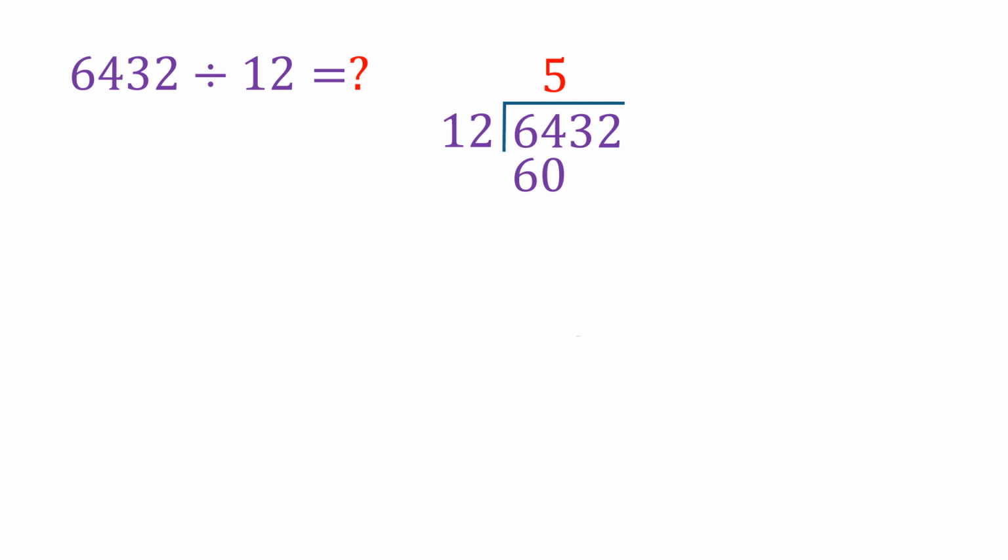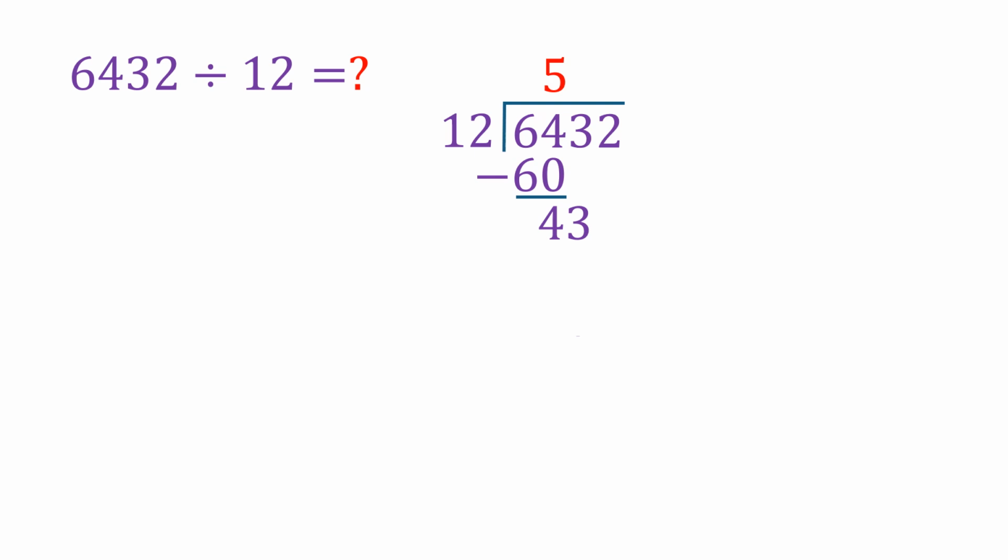Then after that, you are going to subtract the two numbers, 64 and 60, and the difference is 4. Now the next step is to bring down the next number, going to the right side, which is 3. Next we are going to do the same thing as the previous process. We're going to divide 43 by 12.